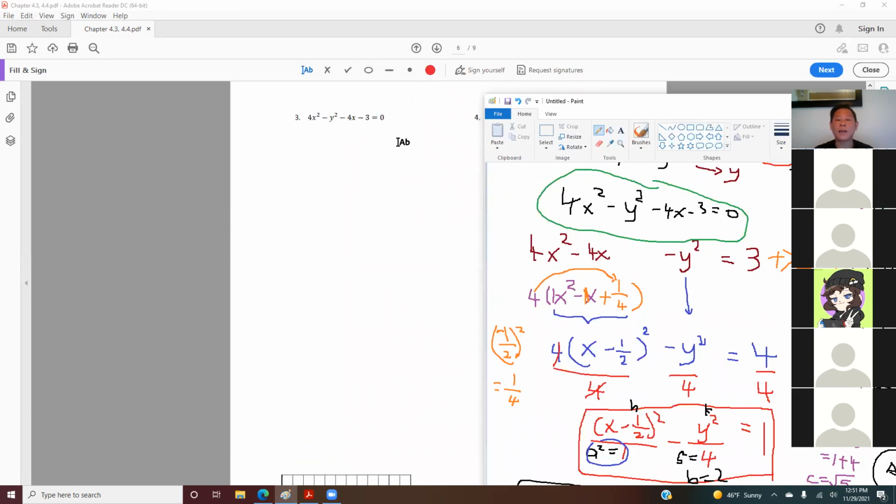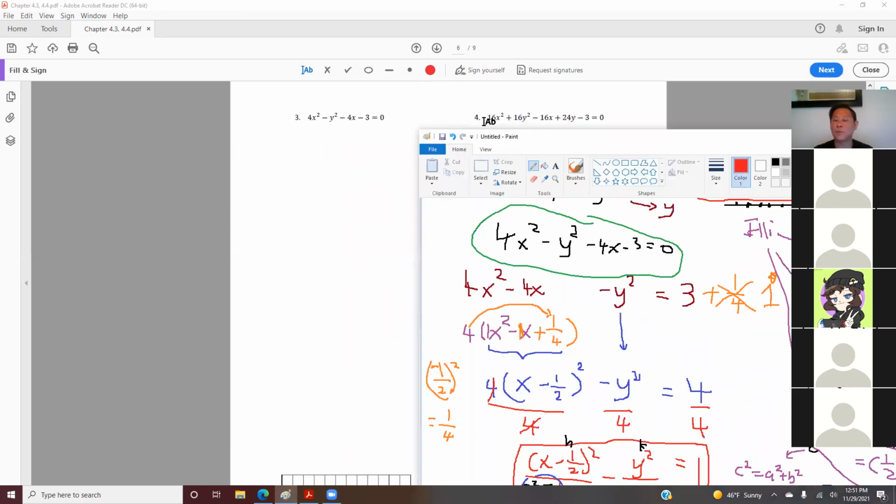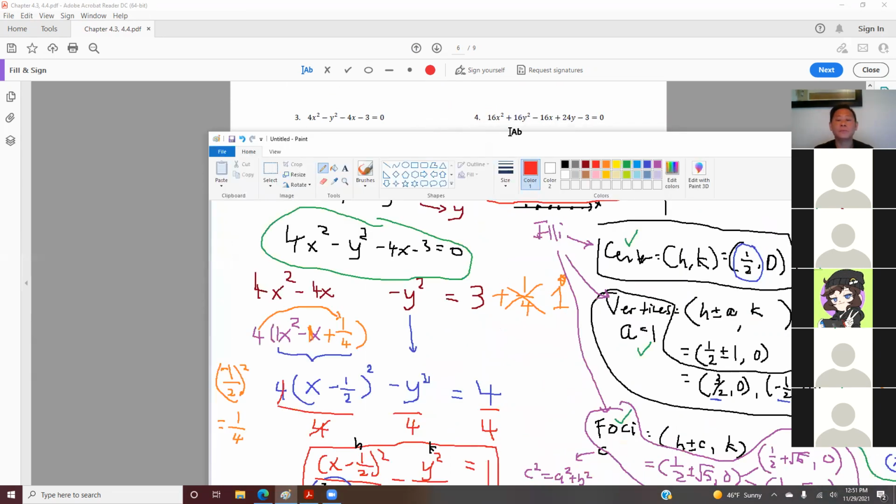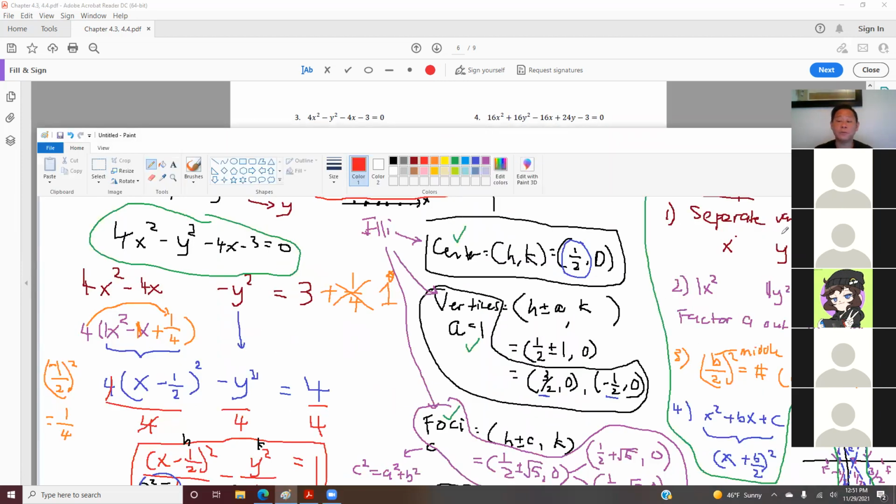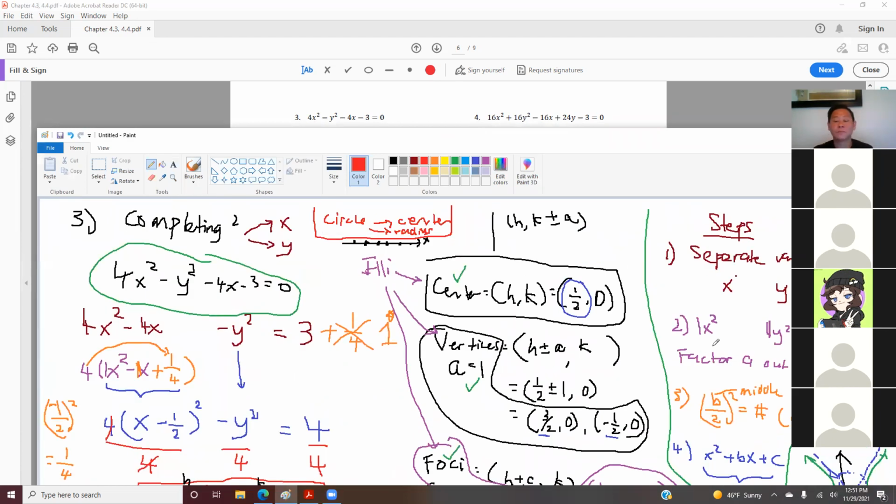So I want you guys to look at question 4 here. This is question 4. I want you guys to do completing the square here. First, separate your variables. Factor a out if you have a number in front of your x squared. Take your middle term, divide by 2 and then factor it, like what we did over here. So go ahead, do question 4 here.